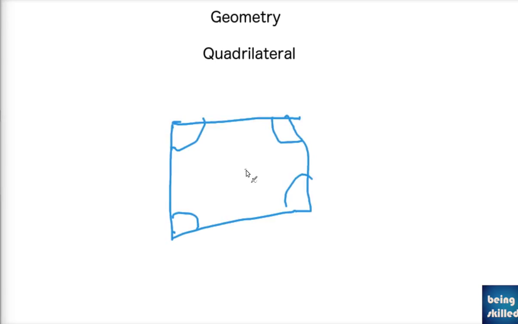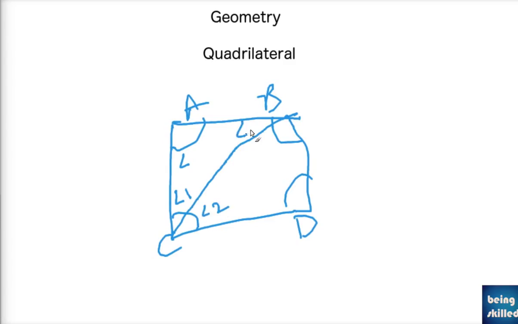Now let's talk about the interior angle sum property. Whenever we have a quadrilateral, we have to remember that the sum of interior angles of a quadrilateral is 360 degrees. So why is it 360 degrees? Let's see. If we draw a diagonal between C and B, then we can see we have a few angles. So let's say this is angle A, this is angle 1, this is angle 2, this is angle 3, and this is angle 4. So we have this triangle 1, and this is triangle 2.